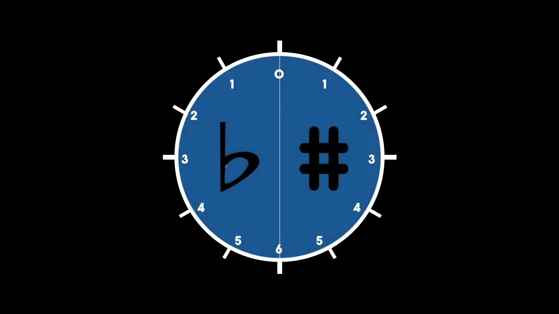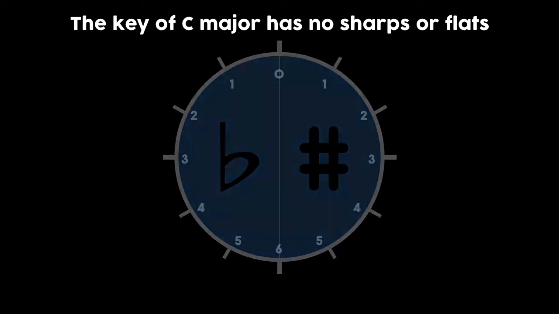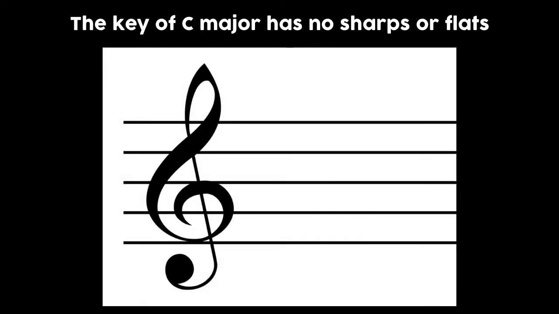Like a clock, there are 12 points around the circle, but instead of 1 to 12, they go 1 to 6 and then backwards again. One side is sharps and the other side is flats. The first one is C. That has got no sharps or flats in it. The key signature of C major is just the clef. It doesn't have any sharps or flats.